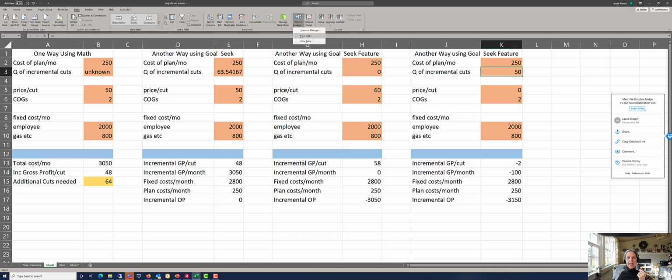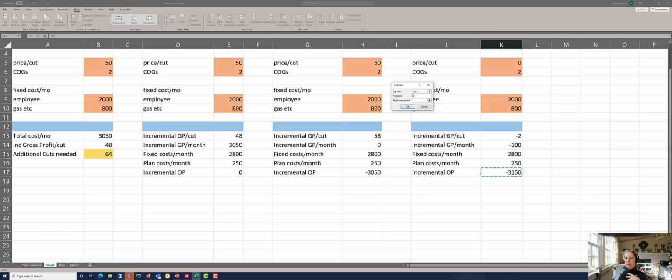Well, the Goal Seek does that too. So we can say we want to set our operating profit to 0 by changing, and instead of the quantity, we're going to change the price per cut. Then we're going to hit OK, and it tells us we should charge $63 per cut if we think we can only do 50 more cuts, and our plan costs $250.